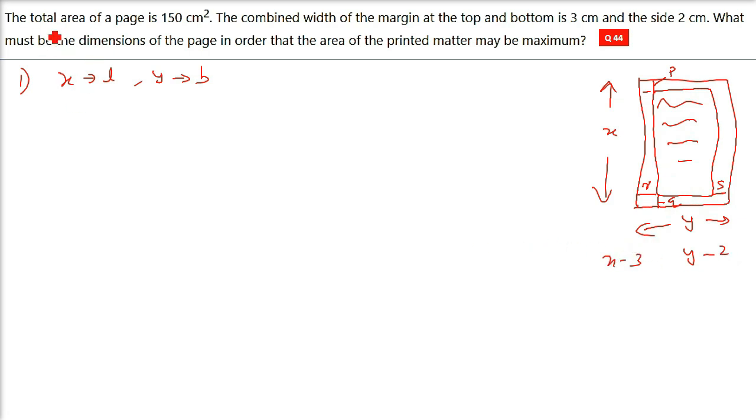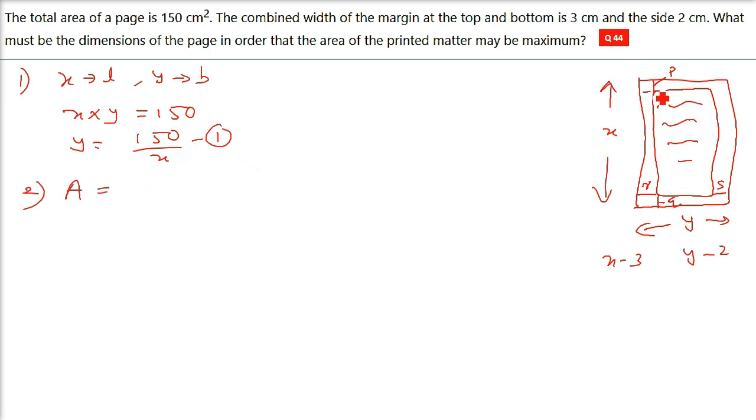But before that, we already have the total area of the page. So X into Y, we already have it, and this is already given as 150 in the question. We can get a certain relationship between X and Y. You can call it Y equals 150 by X, or X equals 150 by Y. We are very well versed with X, so we always take X on the right, so that when we differentiate, we only get X.